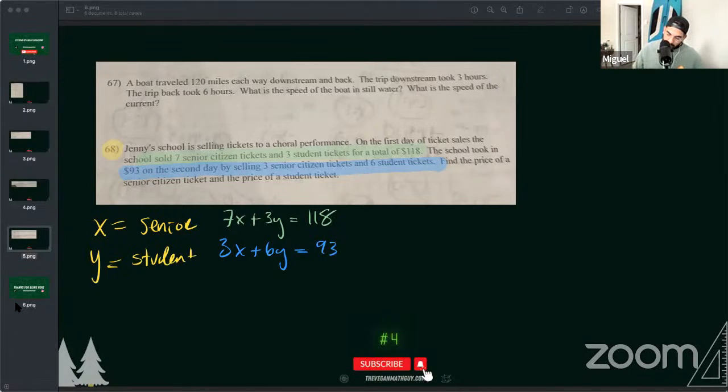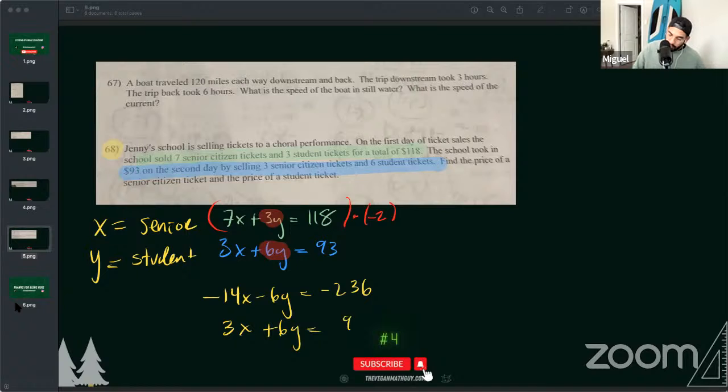I'm looking at the y in general. One's a 3y, the other one's a 6y. So I think if I just multiply the top by a -2, that'll really help me. I put a +2 there, so let me change that to a -2. So what's going to become of this? We're going to have -14x minus 6y is equal to -236. And then on the bottom, I still have 3x plus 6y is equal to 93.